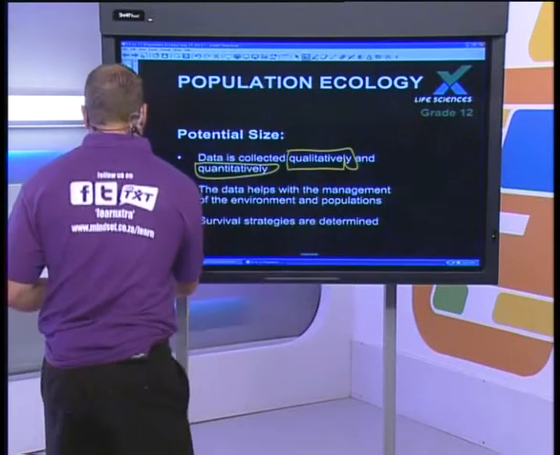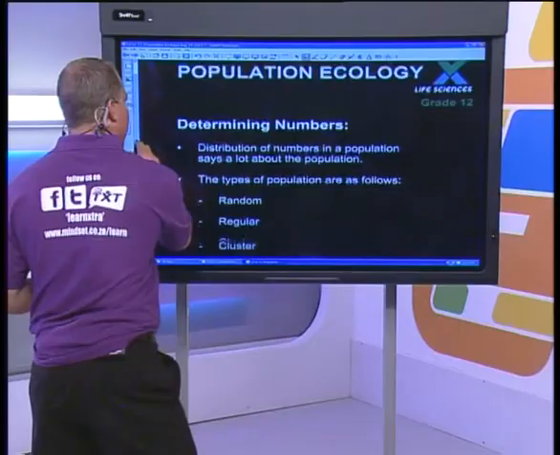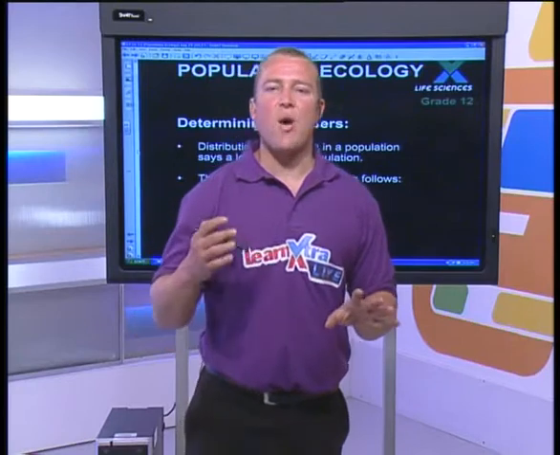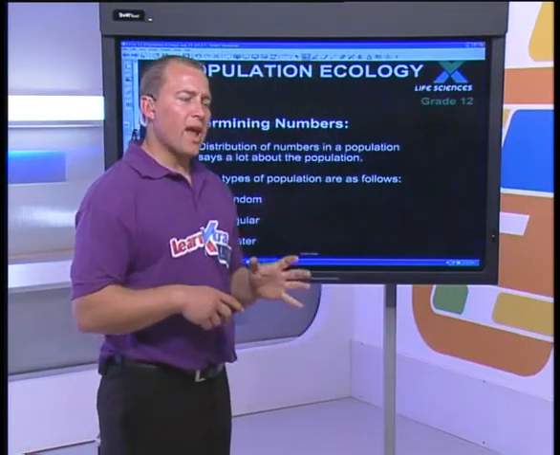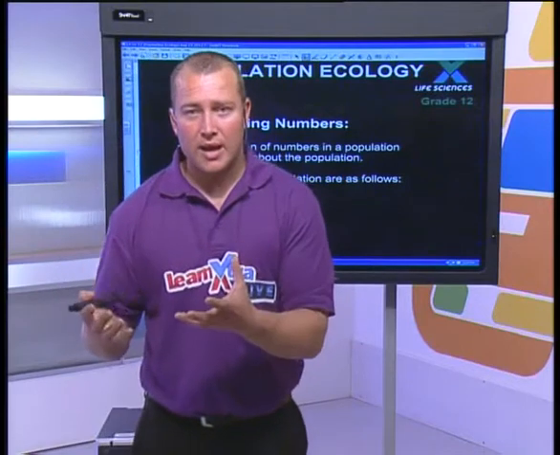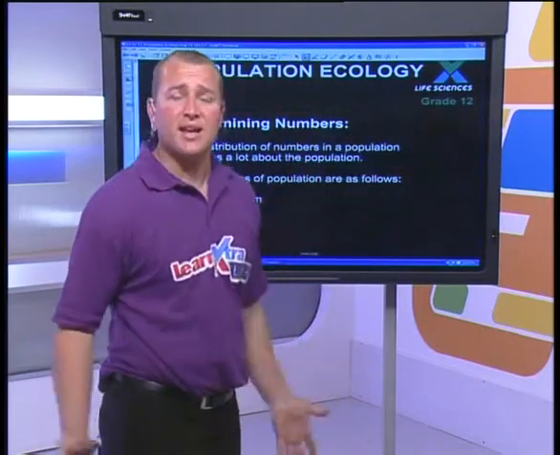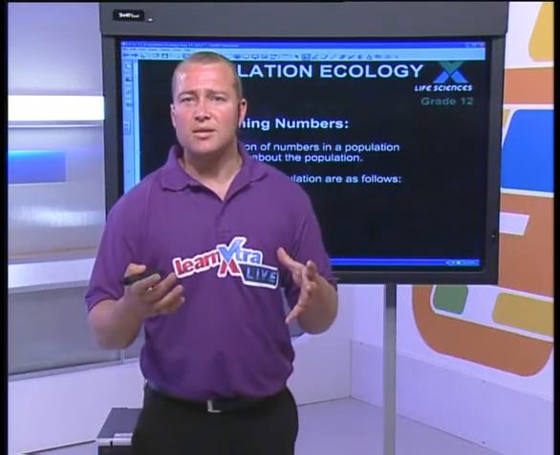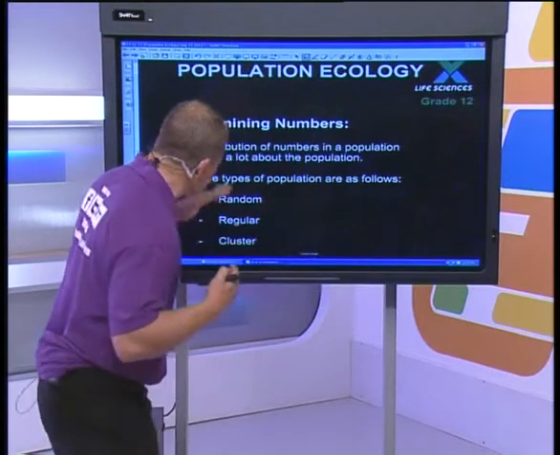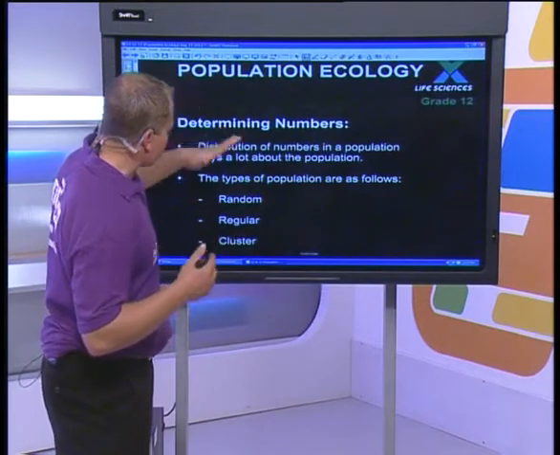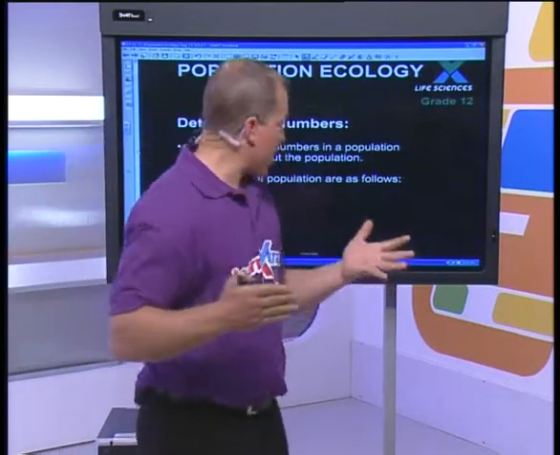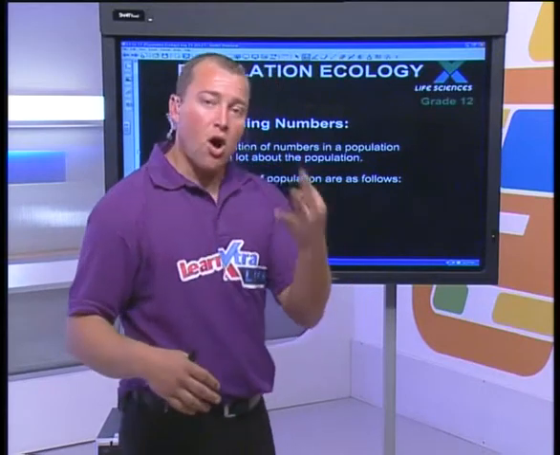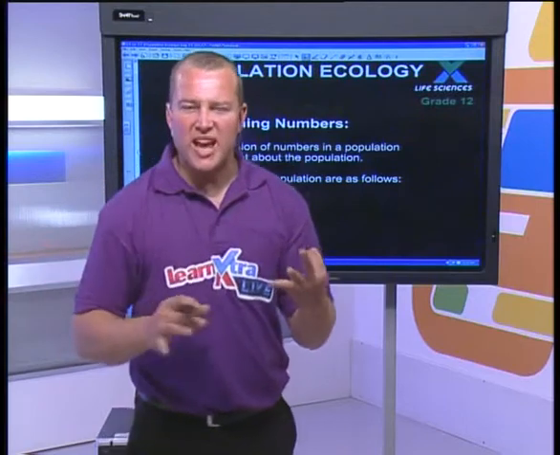Okay, so if we have a look at the first one, it's always nice to look at determining the numbers, okay? Before we do anything, we need to have a look at how animals actually live. Because we have some animals that are in a pride, like lions. Then you get your wildebeest that are all over the place. And then you get your lone animals, like your rhinos, that stay by themselves, right? Now, each one has got a specific thing, okay? If we have a look at it, three types: random, okay, regular, and cluster. Those three are the types of populations that we actually get, okay?